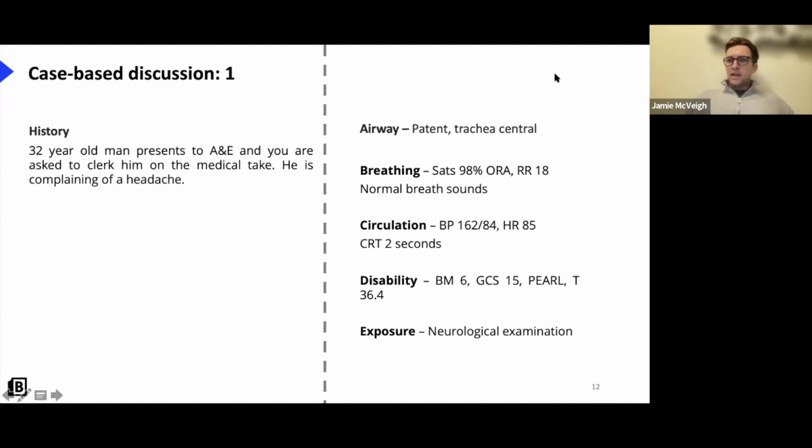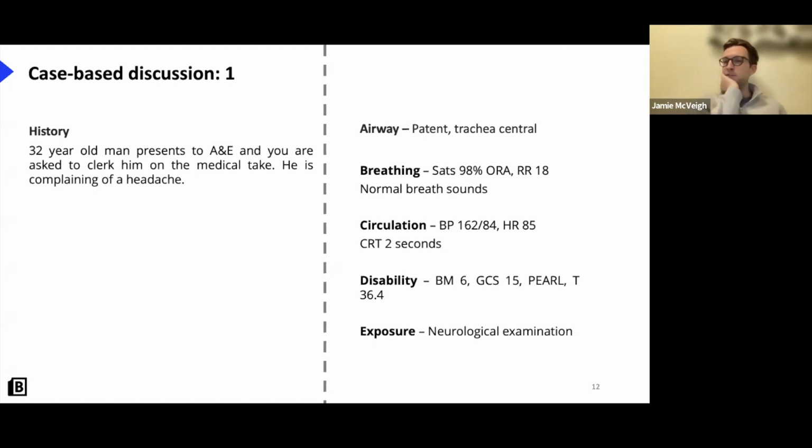So as always, A to E approach, airway seems fine, his breathing also seems fine. We're not too worried about that. Circulation, what do we think about that, guys? What do you think about that blood pressure in a 32-year-old? Is that normal? Yeah. So Sonia said very hypertensive. Yeah, I guess it could be. As a 32-year-old, you shouldn't have a blood pressure that high. But yeah, he's hypertensive, and that's not right.